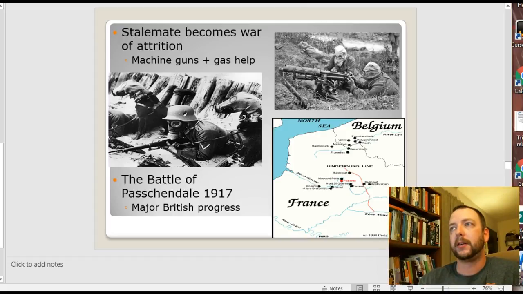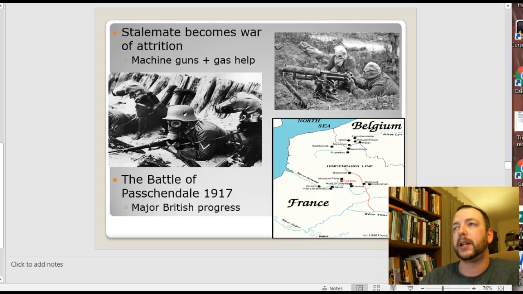So what we get is this long period of stalemate. And the war turns into a war of attrition more than anything, because nobody can really gain territory on either side. You notice the Battle of the Somme, which is a 4.5 month long battle, you only gain 6 miles of territory. And nothing really breaks through until 1917 at the Battle of Passchendaele, where we get some major British progress for the first time in 3 years.